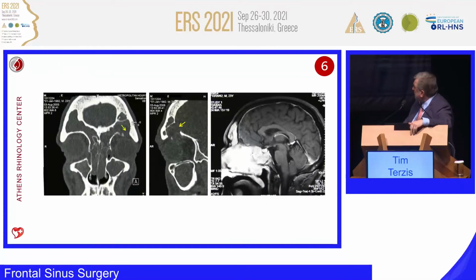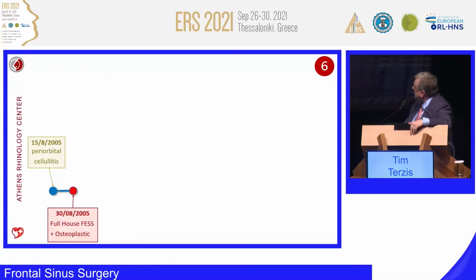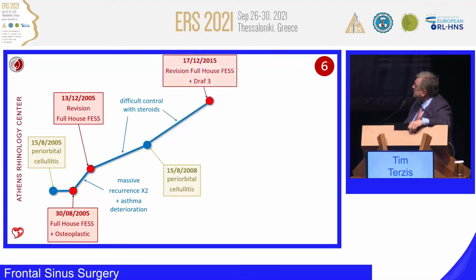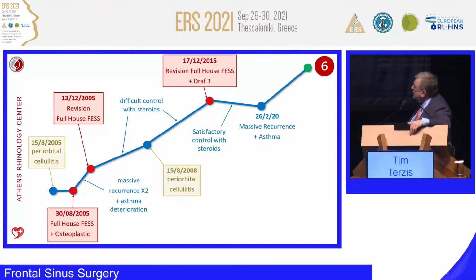That's the CT scan and the MRI scan, and you see extensive erosion of the lamina papyracea and the posterior wall of the frontal sinus there. And here starts the long and winding road of his hard times. He had an operation at that time, which was combined with an osteoplastic approach. If you ask me if I did it now, I would not do an osteoplastic approach, of course. But because of the lateral erosions, we thought at that time that we should do it.